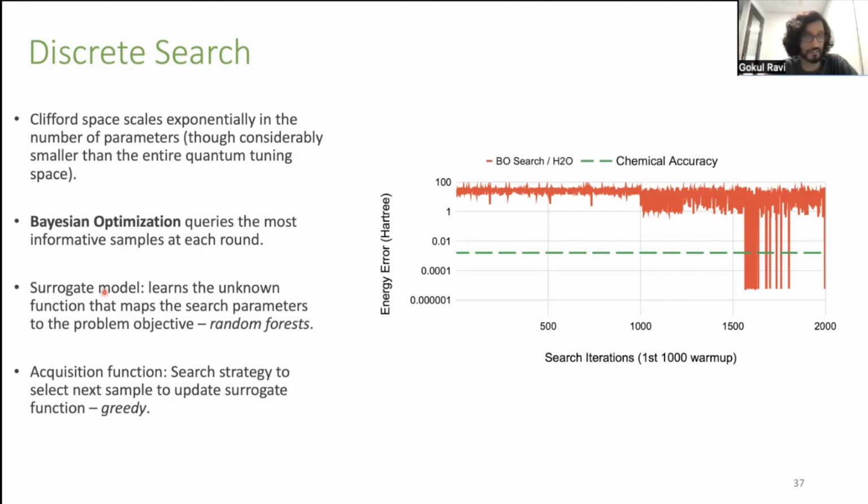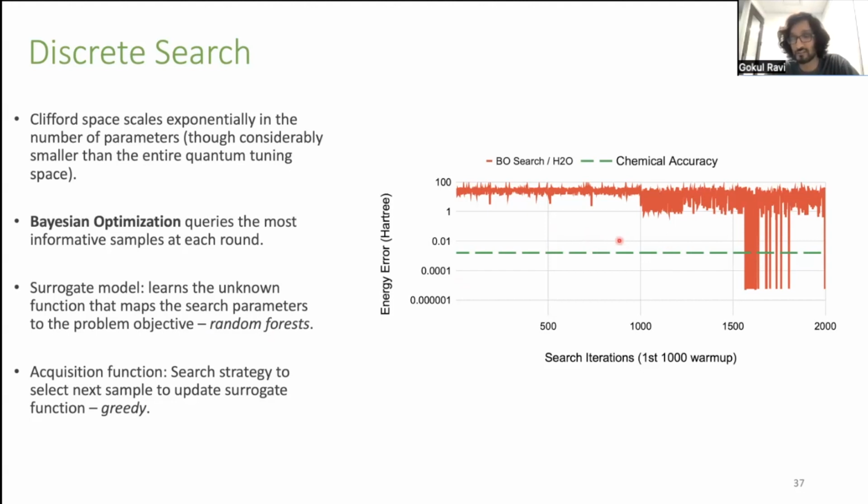And Bayesian optimization has these 2 components, a surrogate model and an acquisition function. So the surrogate model is basically learning a mapping of the discrete space into some function that you can understand. And because the space is discrete, we use random forests. And then the acquisition function is a search strategy to find new samples, for which we use a greedy approach.